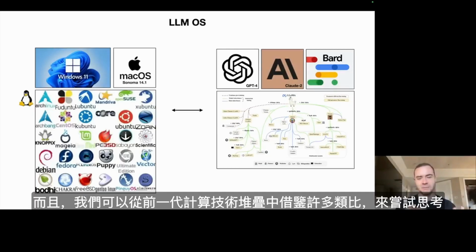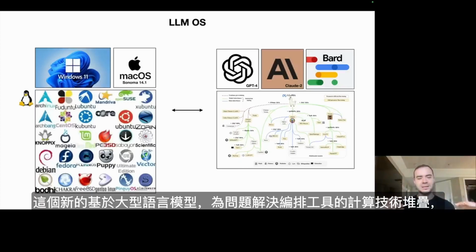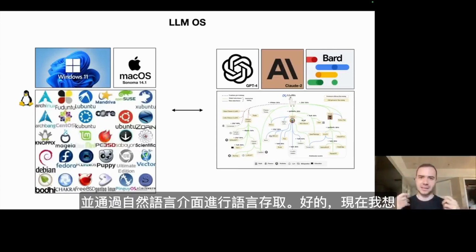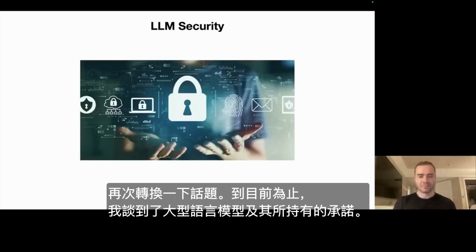And so I think the analogy also holds for this reason in terms of how the ecosystem is shaping up. And we can potentially borrow a lot of analogies from the previous computing stack to try to think about this new computing stack fundamentally based around large language models, orchestrating tools for problem solving, and accessible via a natural language interface of language. Okay, so now I want to switch gears one more time.